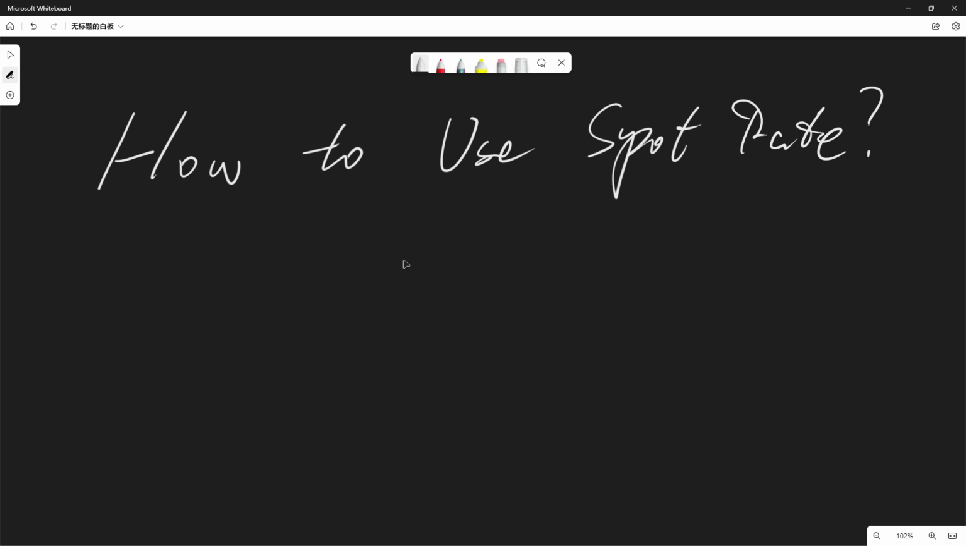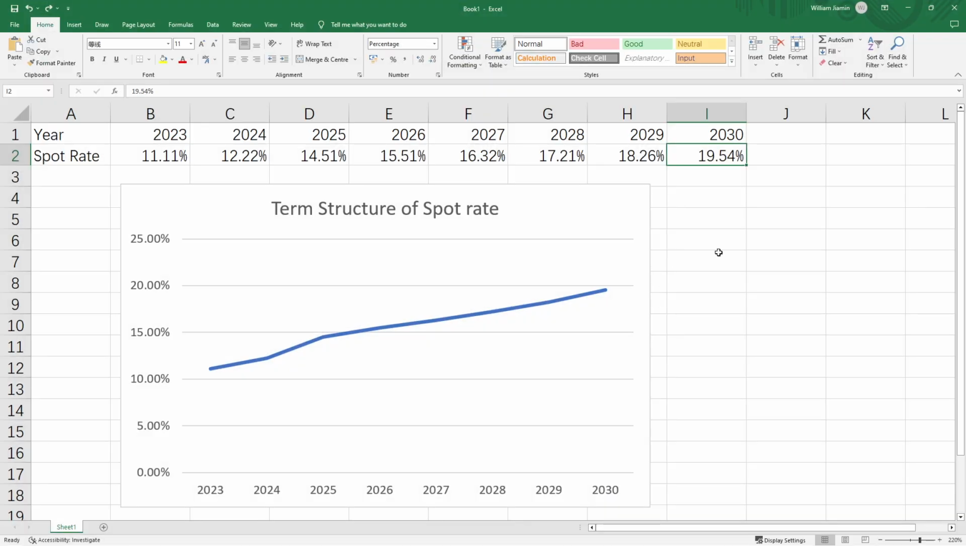Today, we're going to share with you how to use spot rate. So, still remember that Excel? I changed it a little bit. I just add a lot of dummy data and add a year and draw a term structure of spot rate. Essentially, the term structure of a spot rate is a series of spot rate. It's a spot rate graph.